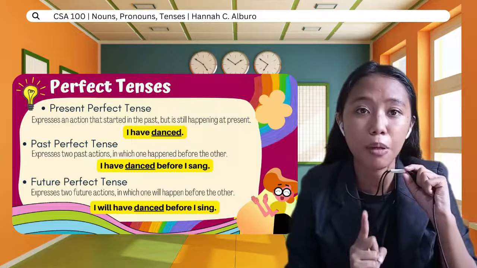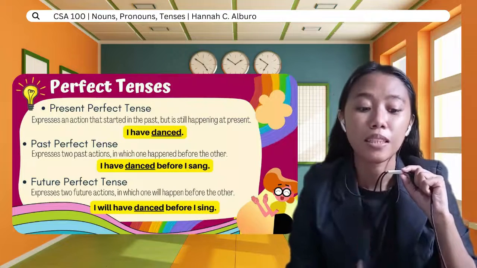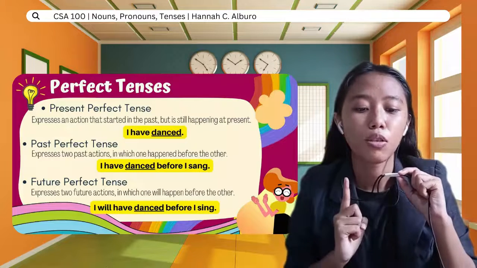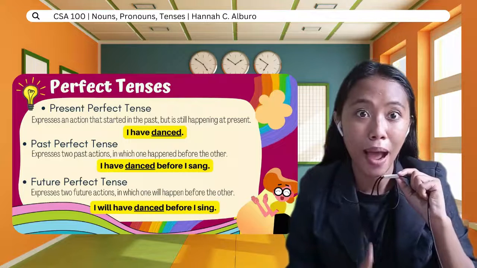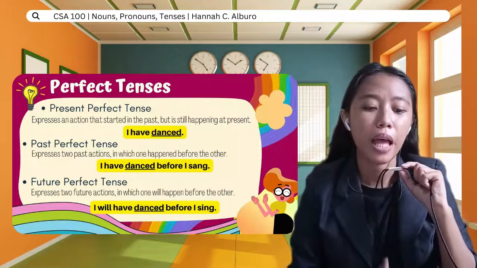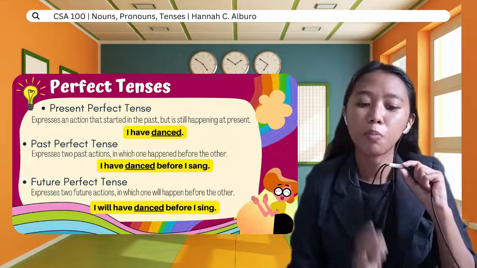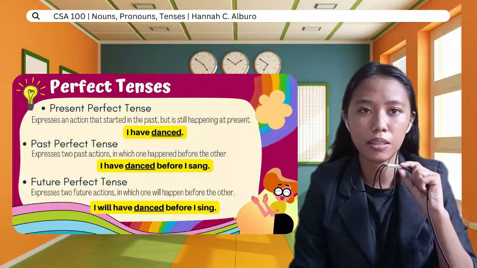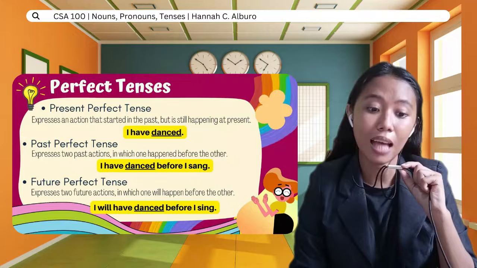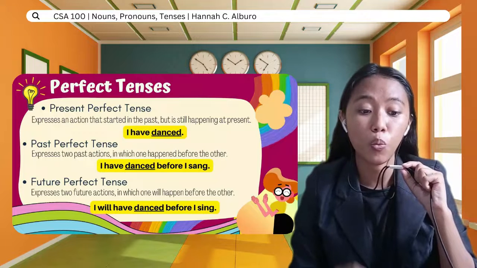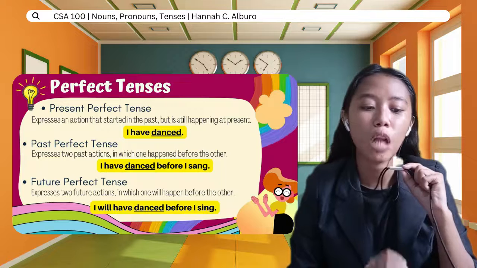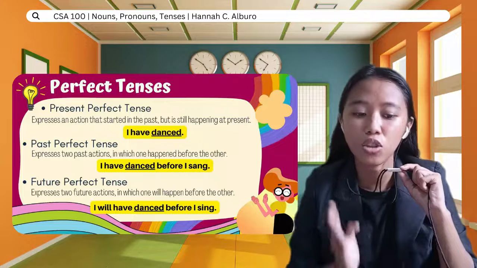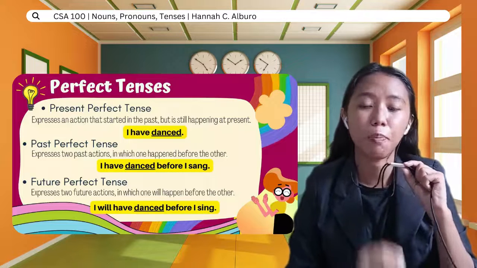Okay, the past perfect tense expresses two past actions in which one happened before the other. I had danced before I sang. Danced, past participle. So I plus the helping verb have plus danced. Then before I sang. It is explained here that it expresses two past actions. What are the actions presented in this sentence? Danced and sang. Which action happened before the other? Dance. Dance is the action that happened before the other. So that is past perfect tense.